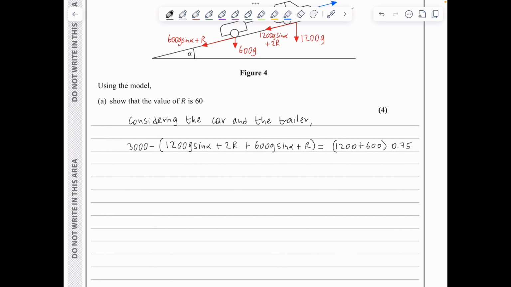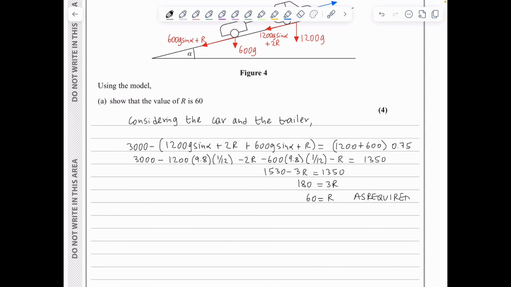I will be replacing G with 9.8 and sine alpha with 1/12. So we're looking at 3000 minus 1200 times 9.8 times 1 over 12 minus 2R minus 600 times 9.8 times 1 over 12 minus R is equal to 1,350. This simplifies to 1,530 minus 3R is equal to 1,350, and therefore we're looking at 180 is equal to 3R, which means that R is equal to 60 as required.